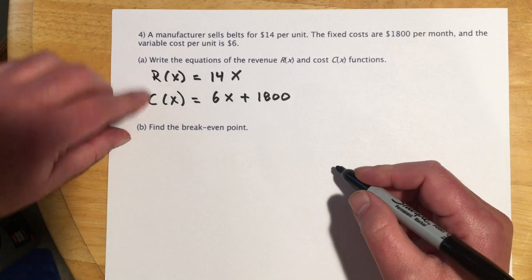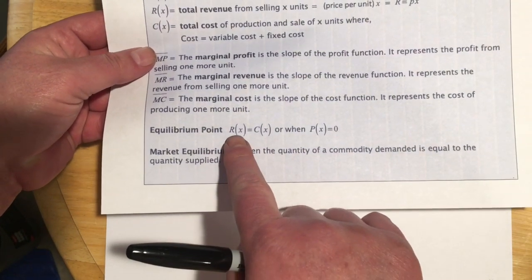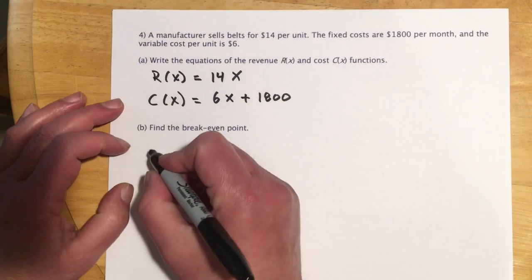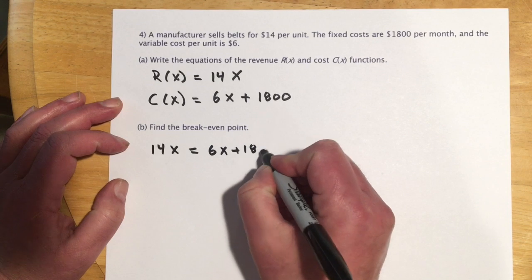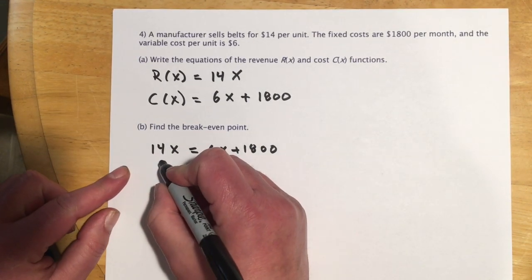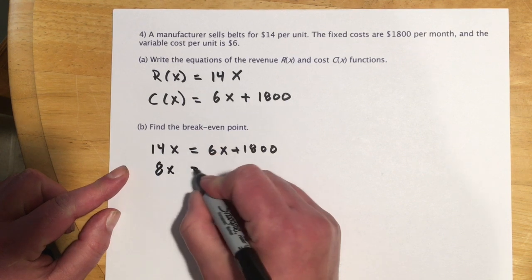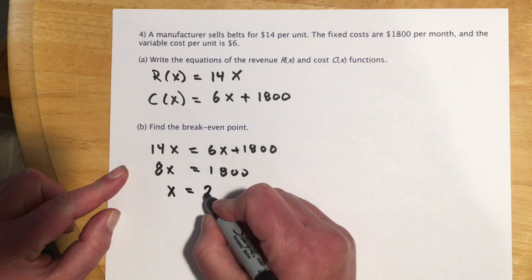So that's the place where the revenue equals the cost. Remember, that's back here on the sheet. So R of X equals C of X. So 14X equals 6X plus 1800. And then I can scoot this over, and that gets me 8X equals 1800. And then divide over the 8. And I got 225 when I did that.